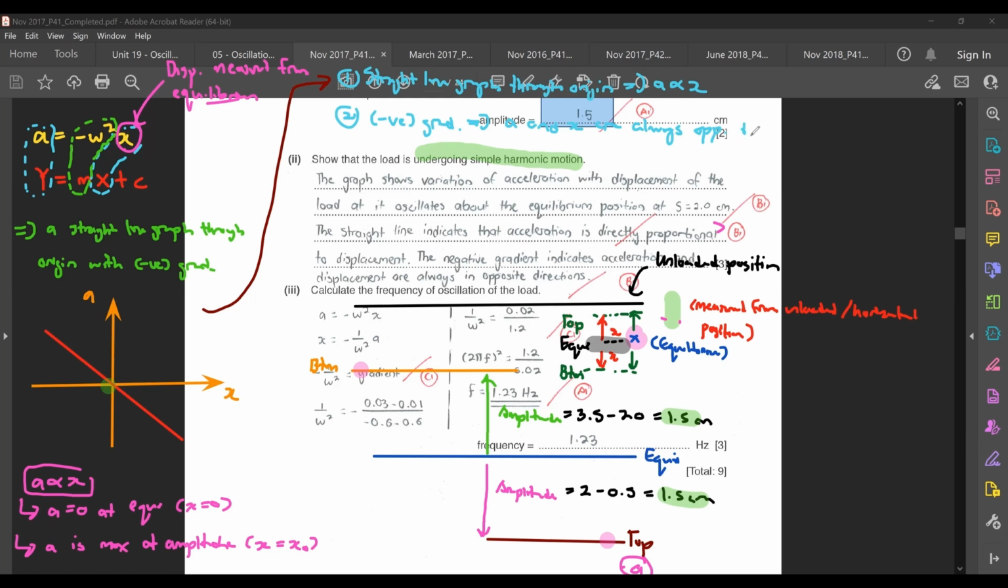opposite direction. So when you have this one and this one, A and X are always opposite direction. A is directly proportional to X. Therefore, you would have simple harmonic motion. Okay, A and X are always in opposite direction.